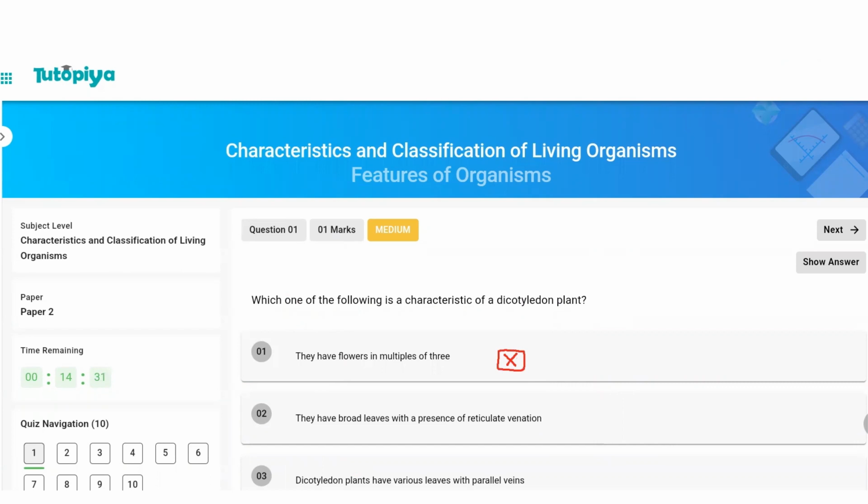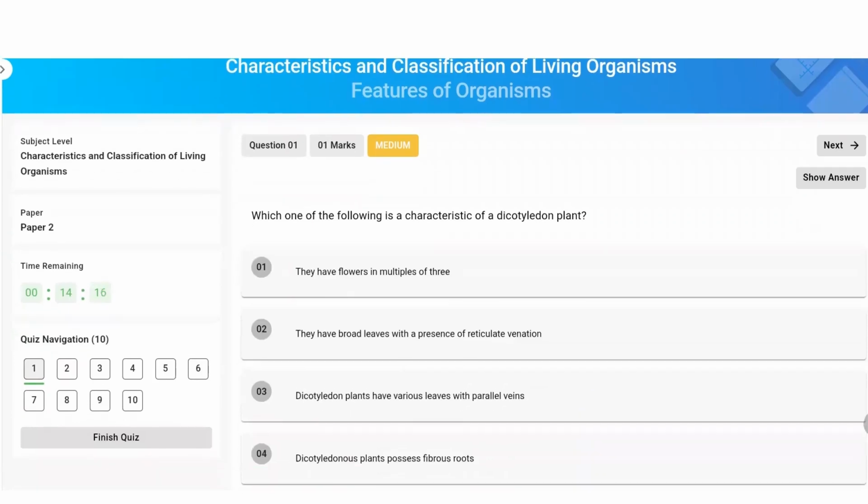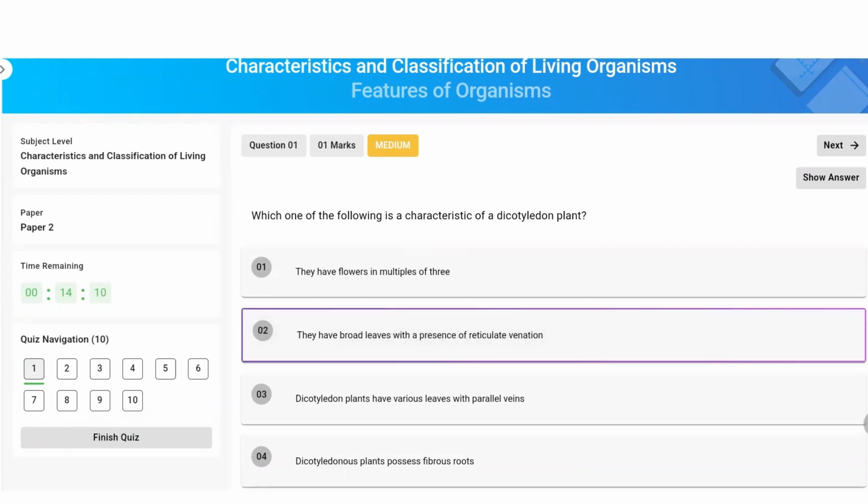They have broad leaves with the presence of reticulate venation, which is correct. We know that dicot leaves show reticulate venation. They have leaves with parallel venation, which is again wrong. And if we look at the fourth answer, it says that dicots possess fibrous roots, which is again wrong. So our correct answer is answer 2.